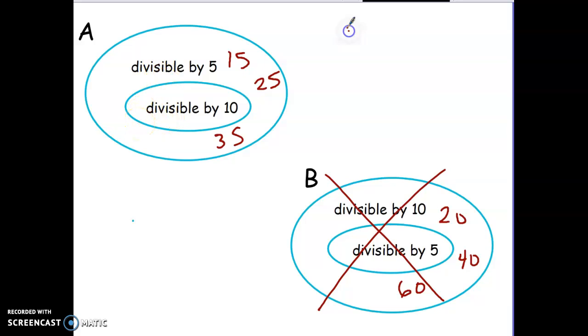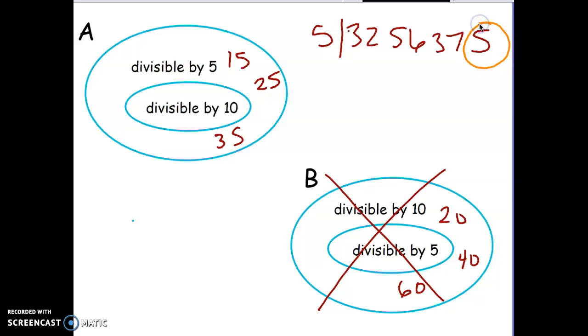So let's suppose I had this number and I asked you if that number was divisible by 5. Does 5 divide this number? What would you have to check? Only the ones place. So what do you guys think? Does 5 divide that number? Yes, that number ends in a 5, so therefore 5 will divide that number.